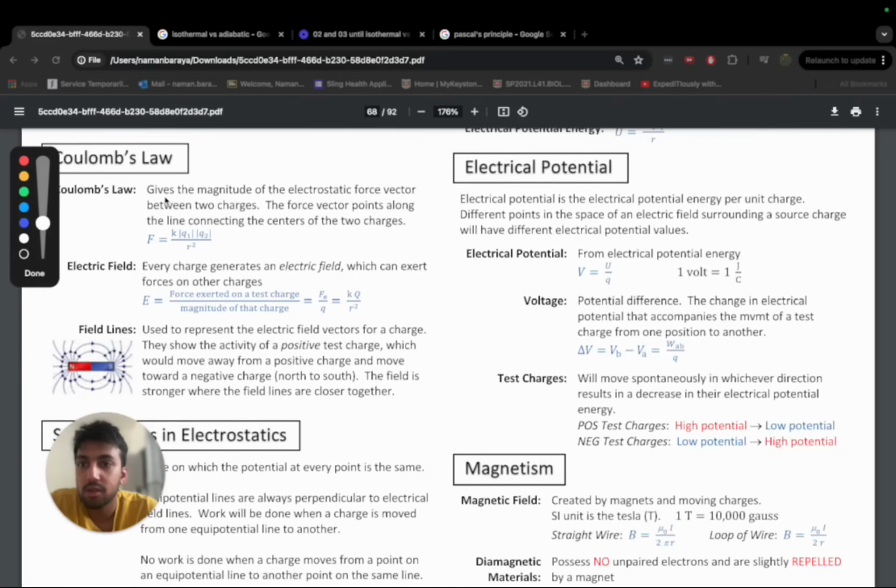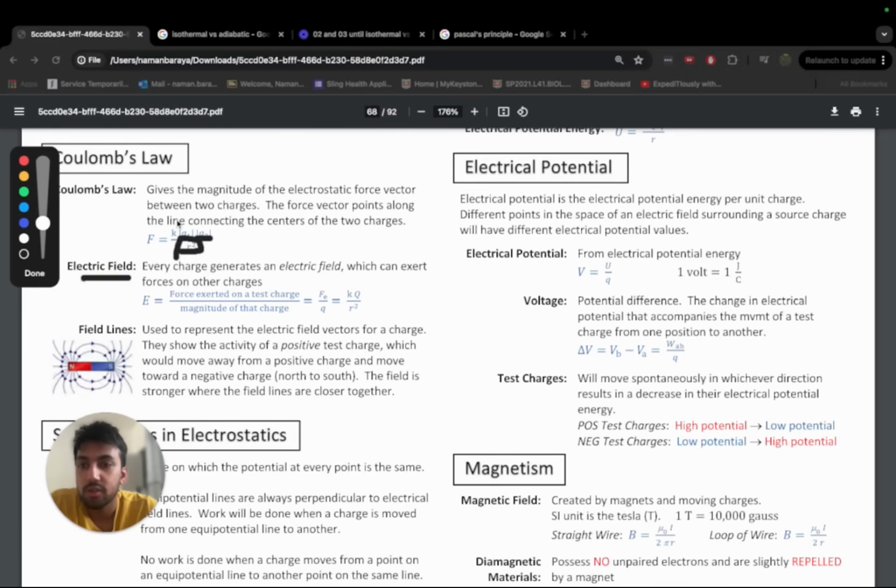Okay, now we have Coulomb's law. Coulomb's law gives the magnitude of electrostatic force between two charges. If I have a proton and a proton, these two things are going to go apart from each other, right? And what is that force called? That force is given to us by Coulomb's law, which is this constant times Q1, the charge of the first particle, times the charge of the second particle, divided by the distance between them squared.